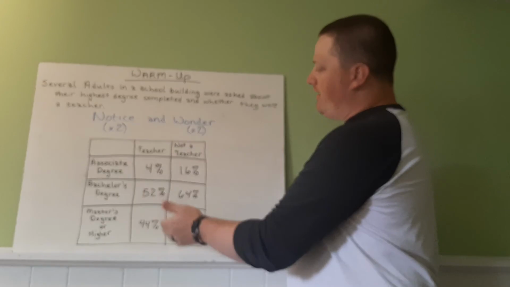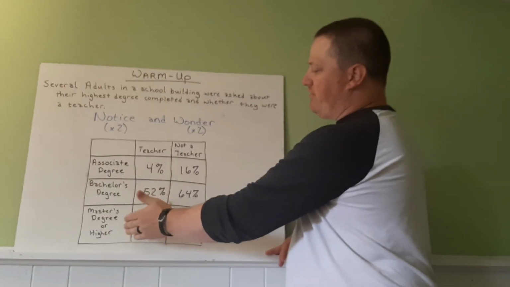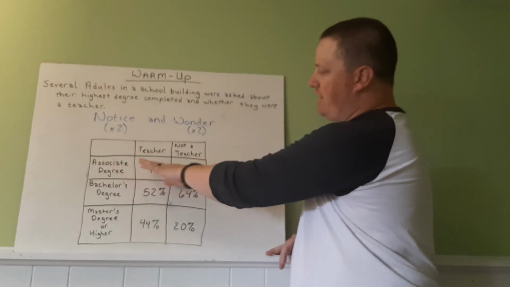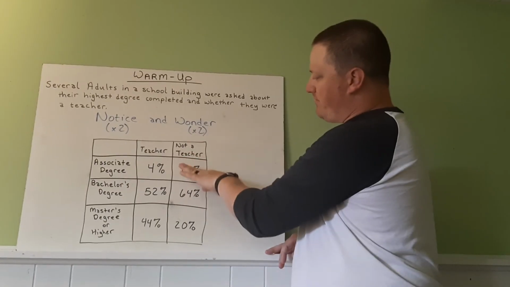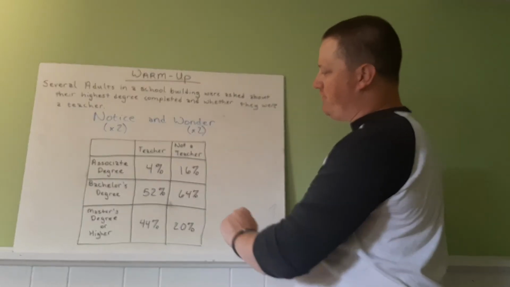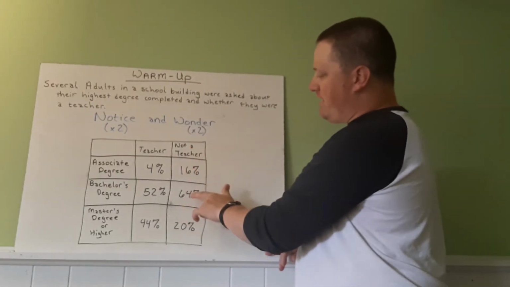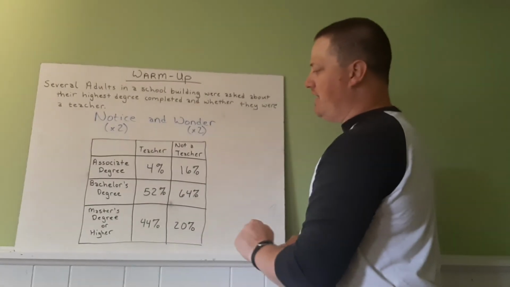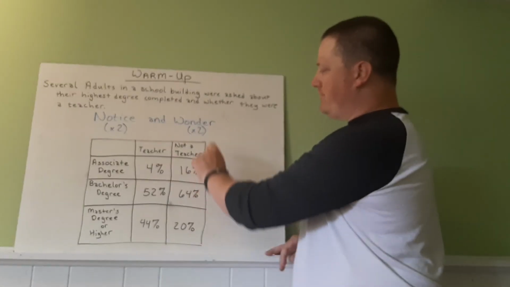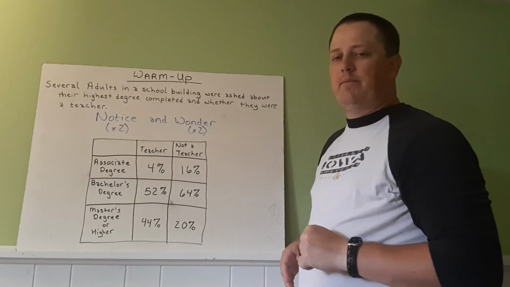But we have associate's degree, bachelor's degree, master's or higher, teacher, not teacher. We have 4% here in this box, 16% in this box, 52% under teacher and bachelor's degree, 64% under not teacher, bachelor's degree. Master's degree or higher under teacher, we have 44%. Under not teacher, we have 20%.